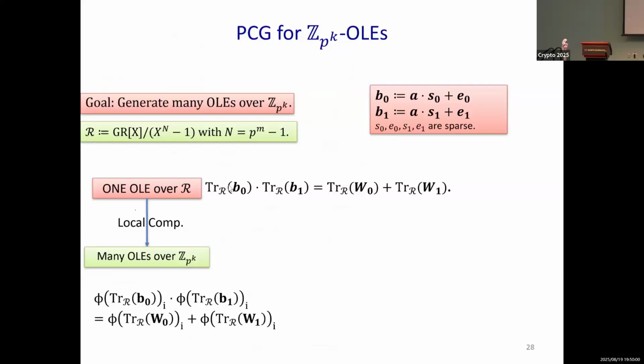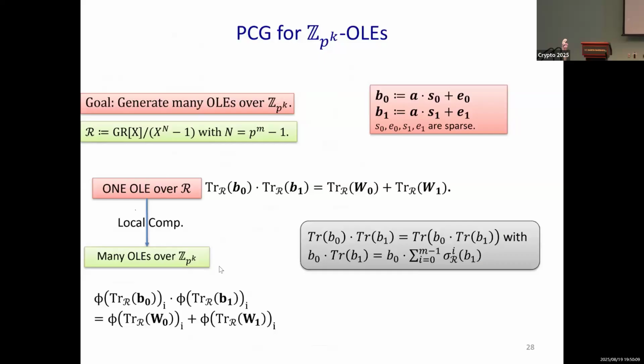For each B0, B1, W0, W1 here, we apply the trace function. After the trace function, we then apply the isomorphism. To obtain the product of the trace function, we apply this equation. We put the B0 inside the trace function, so the task is only to share B0 times trace B1. This one has only 4m sparse terms, and each has weight t squared.